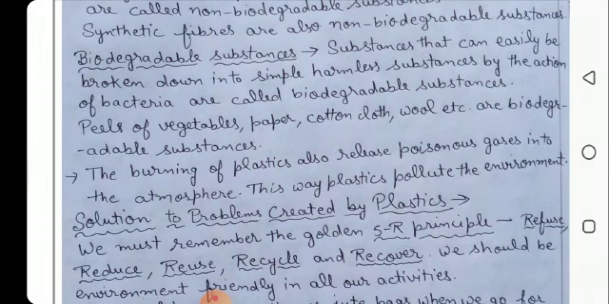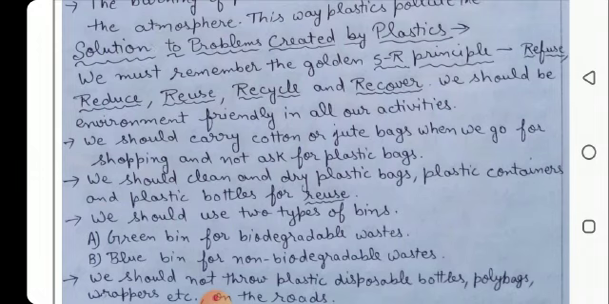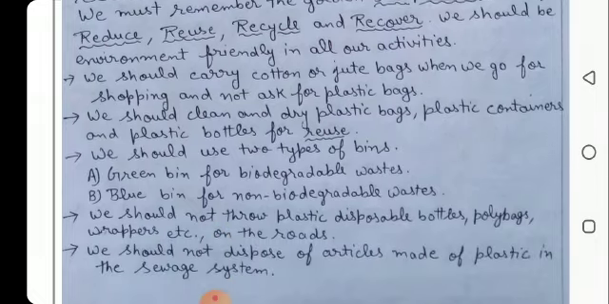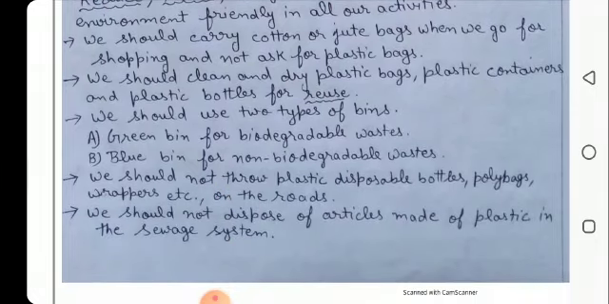Solutions to the problems created by plastics. We must remember the golden 5R principle, that is refuse, reduce, reuse, recycle and recover. We should be environment friendly in all our activities. We should carry cotton and jute bags when we go shopping and not ask for plastic bags. We should clean and dry plastic bags, plastic containers and plastic bottles for reuse.